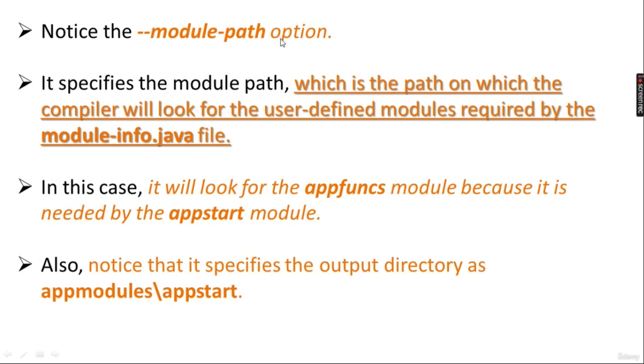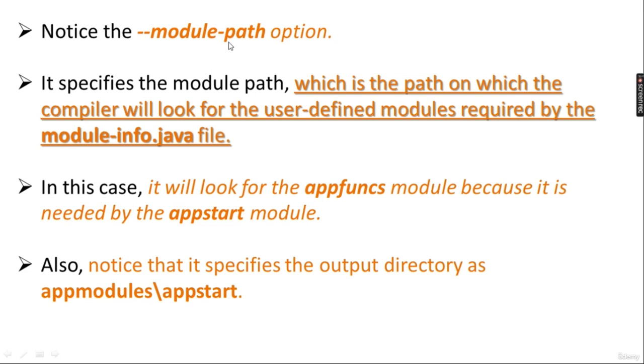Notice the double dash module-path option. It tells the module path, which is the path on which the compiler will look for the user-defined modules required by the module-info.java file. Here you will place the user-defined modules defined by you. And it will look for the app functions module, because it is needed by the abstract module.